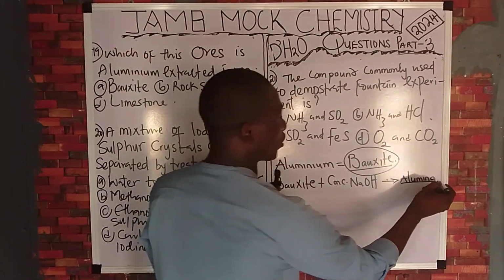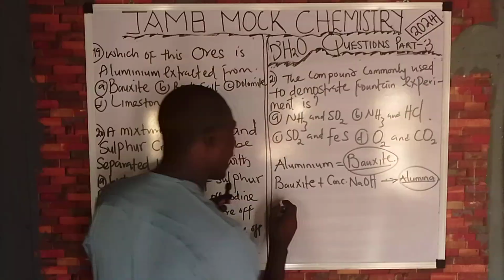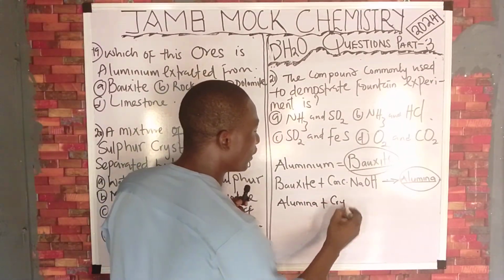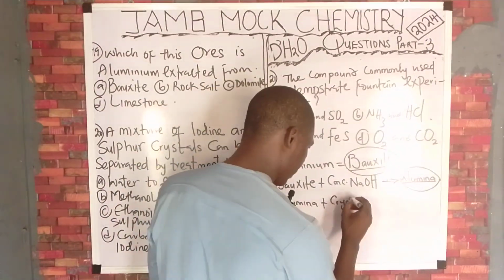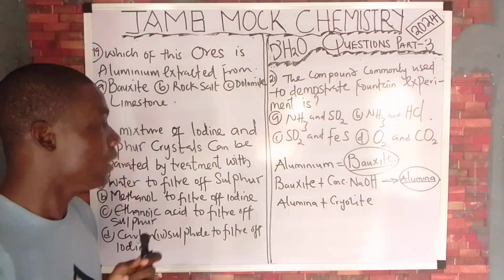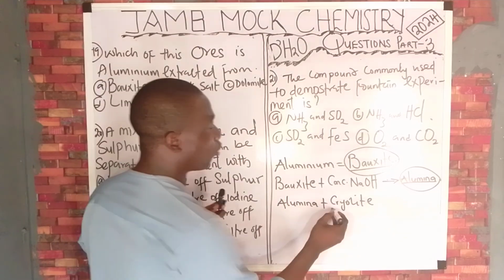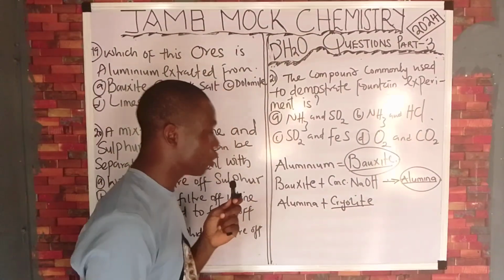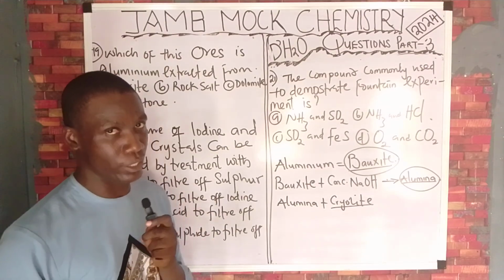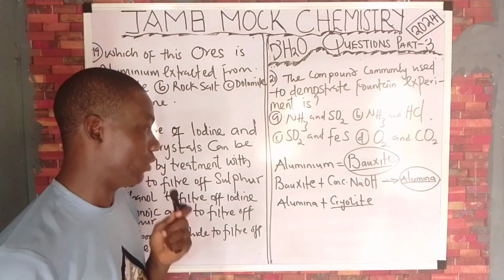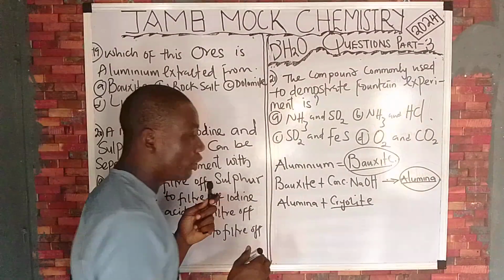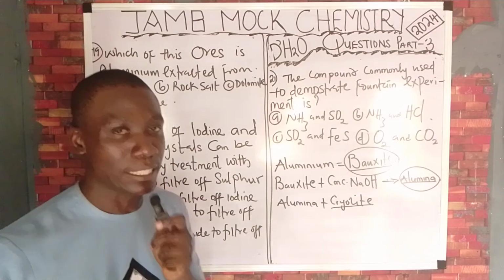Now, by the time you have gotten your alumina, the alumina is then dissolved in cryolite. The purpose of dissolving alumina in cryolite is to enable the alumina to conduct electricity in the electrolytic process, so that at the end of the day, your aluminium will be deposited at the cathode.